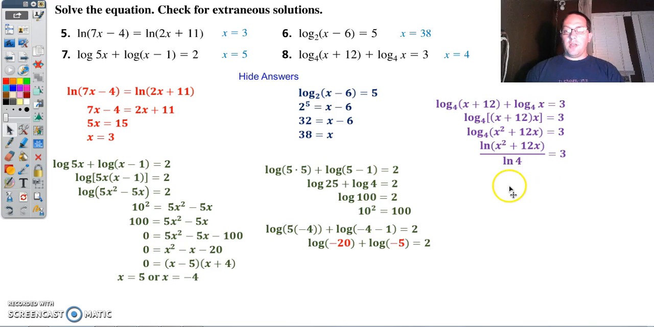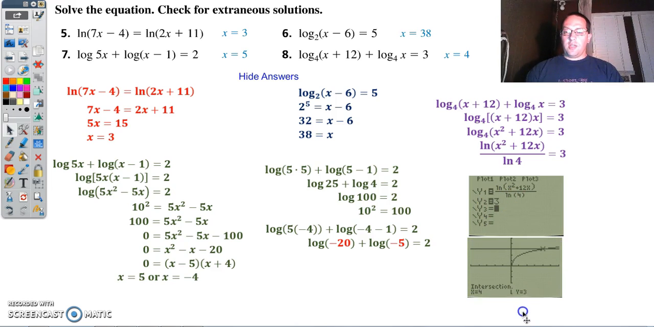And now I'm going to put this in my calculator. Stick this into y equals. Remember, whatever's on the left goes in y1. Whatever's on the right goes in y2. And then we look for where these intersect. And sure enough, these only have one intersection, not two. So my answer is only the one solution right there, x equals 4. Another way you can solve this using the graph.